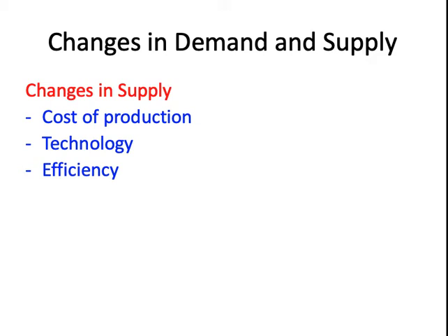Efficiency, so this is kind of more generalized. If we just get better at stuff, if we specialize our workers, they're going to get more efficient at things. So theoretically, I should be able to increase my supply with more efficient production methodology, right? So those things will change supply.